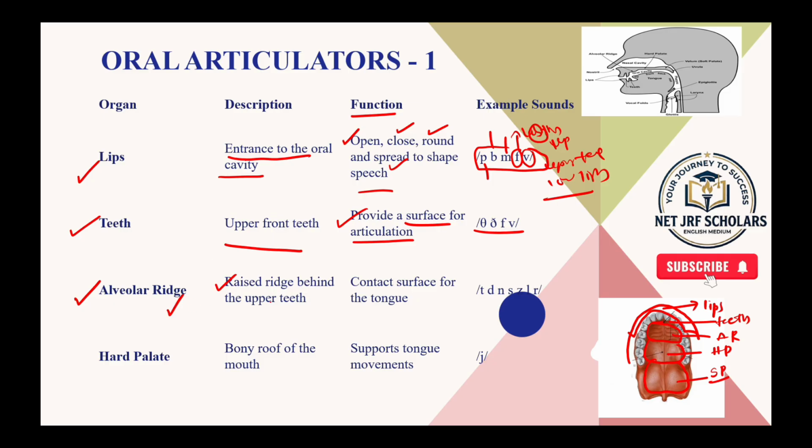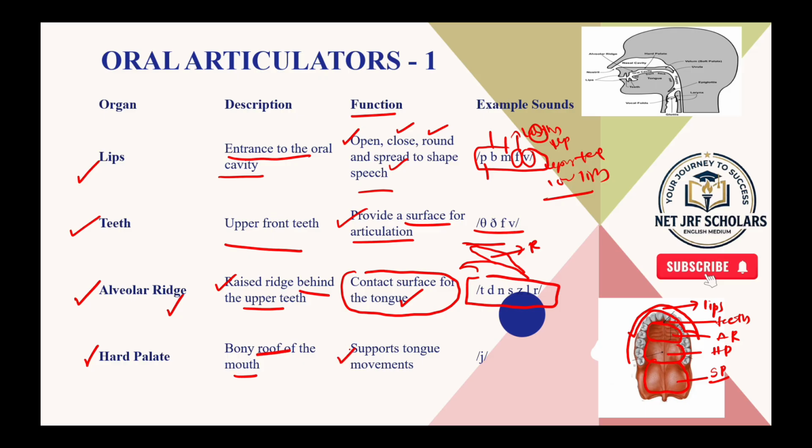The alveolar ridge is the ridge behind the upper teeth, a contact surface for the tongue. The tongue from below goes in contact with the upper alveolar ridge, resulting in the production of the sounds t, d, n, z, r. And the hard palate is the bony roof of the mouth. It supports tongue movement and helps you produce the sound y.